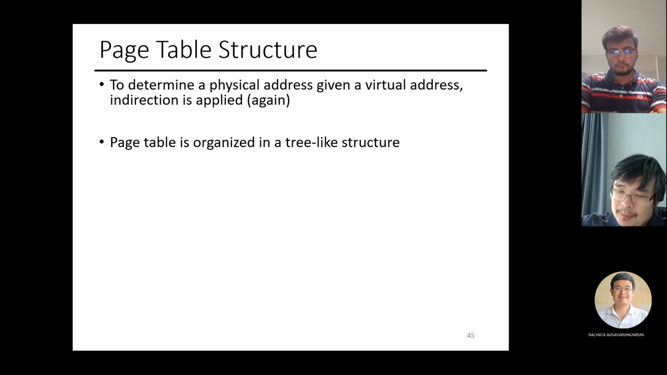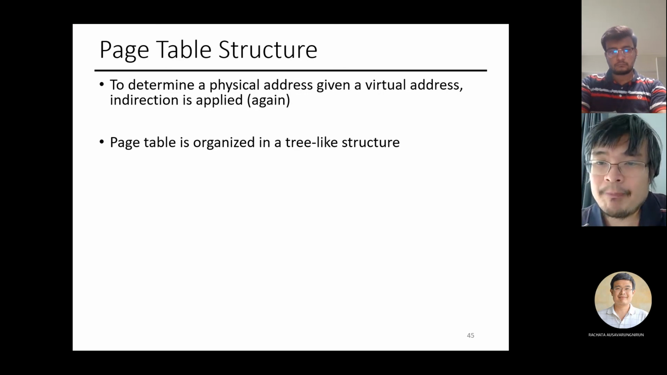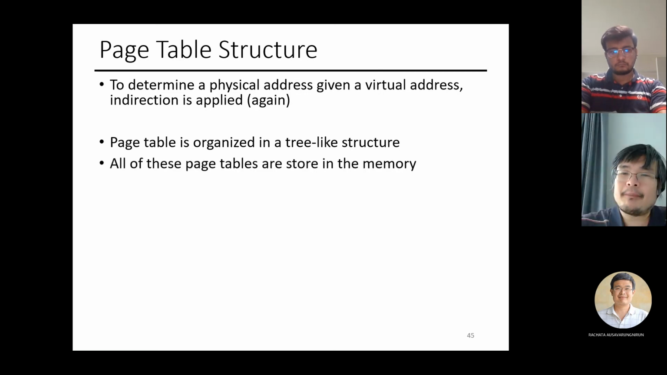Next level would have multiple tables, multiple nodes. Again, there'll be a pointer to the next level and the next level until you hit the leaf. When you hit the leaf, you have a way to combine things together so you get the physical address, right? And these page tables are in the main memory.